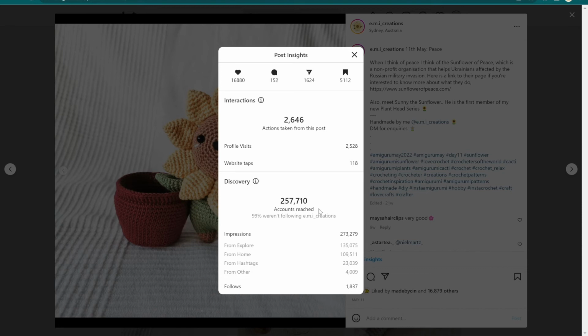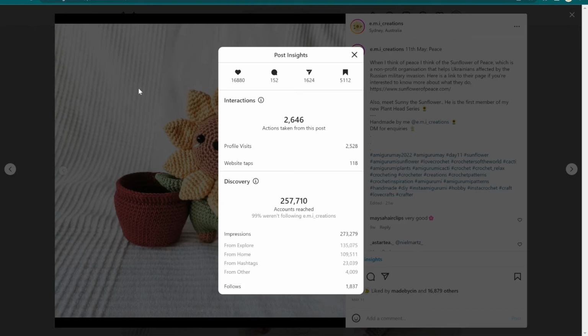When I see these numbers, they are really positive, and it gave me an indication that Sunny was going to sell really well, either as a physical toy or as a digital pattern. But Sunny actually sold really well as a digital pattern, because the majority of my followers, and I'm sure of this, are crocheters. So I knew from these numbers that there was a lot of interest in creating Sunny. So fast forward a few months. When did I post this? It was posted in May, and it's October now. So June, July, August, September. It's been 5 months.